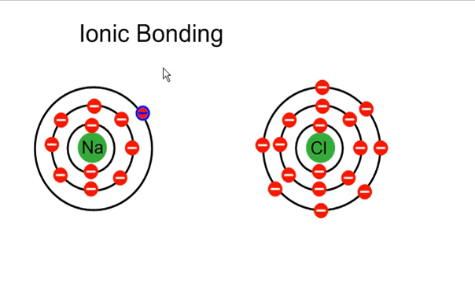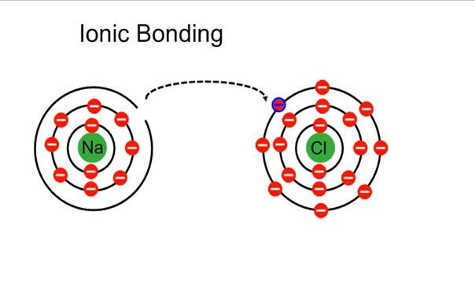Ionic bonding happens when you have two atoms of drastically different electronegativities. Chlorine has a high electronegativity. It has a strong attraction for electrons. Sodium has a very low electronegativity. It has a weak attraction for electrons. So in this case, chlorine takes the electron away from the sodium.